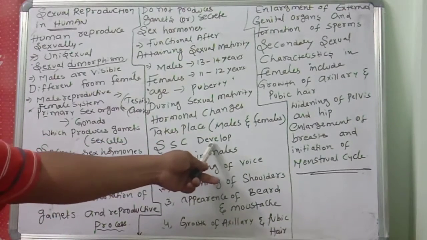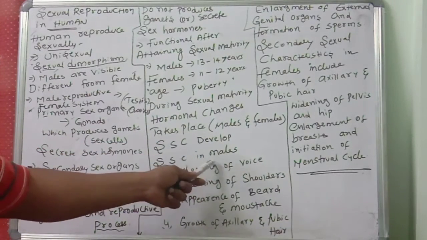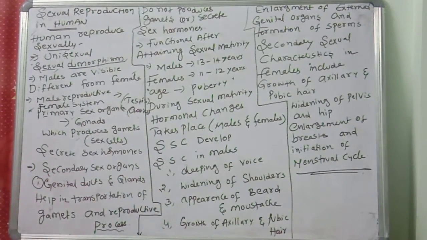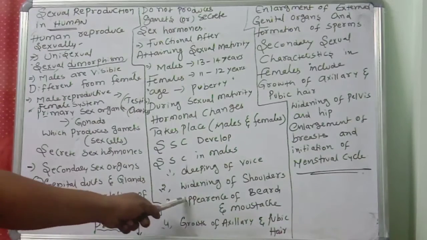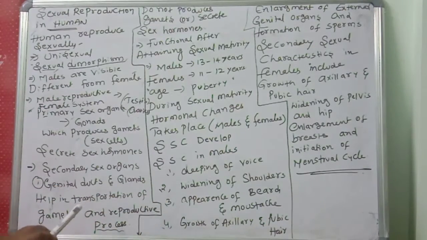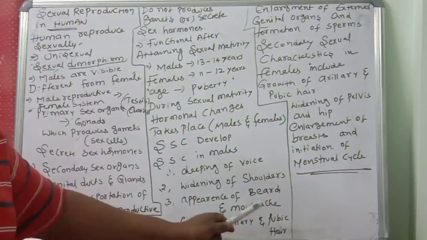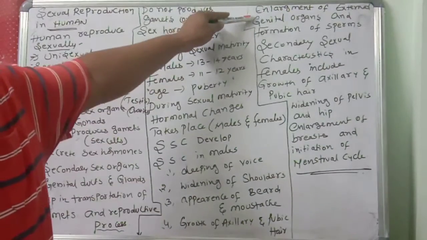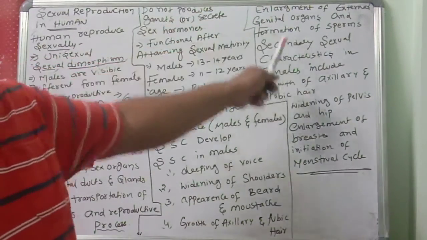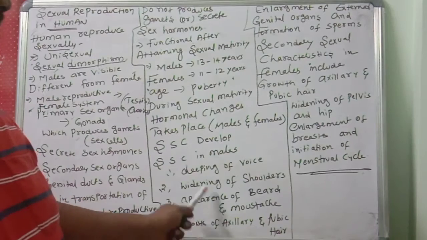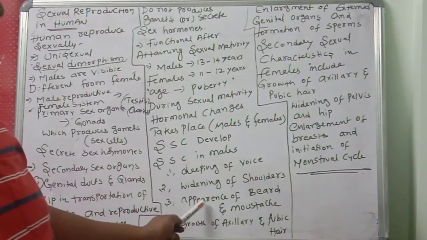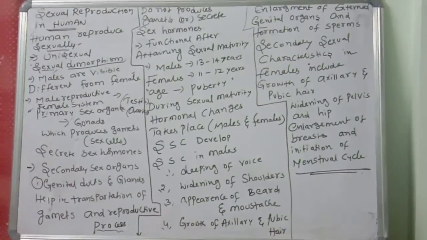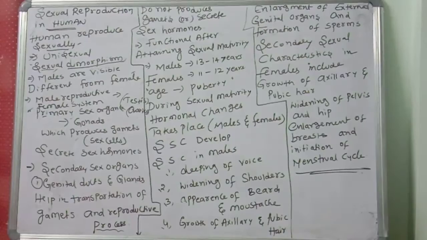Secondary sexual characters develop. The secondary sexual characters in males are deepening of voice, widening of shoulders, and appearance of beard and moustache. The growth of axillary and pubic hair also develops in the males. Enlargement of external genital organs and formation of sperms also take place in the males. These are the most important things.